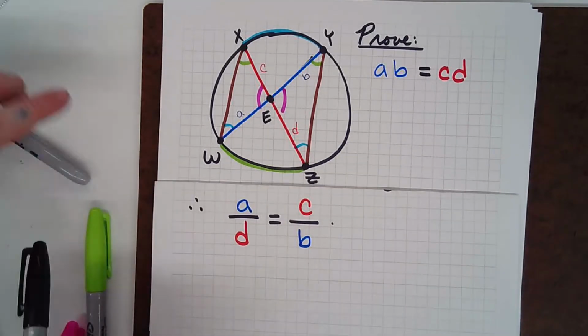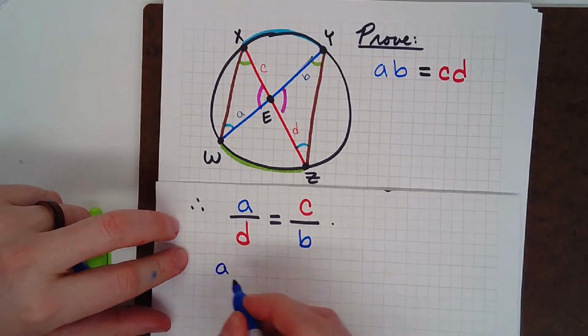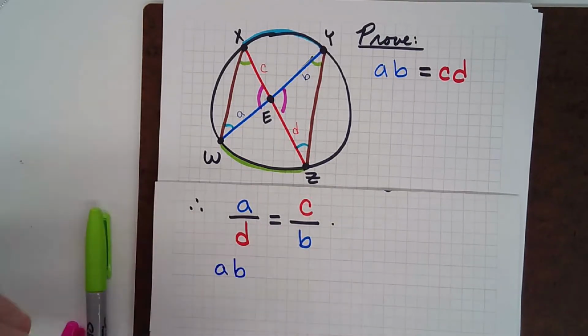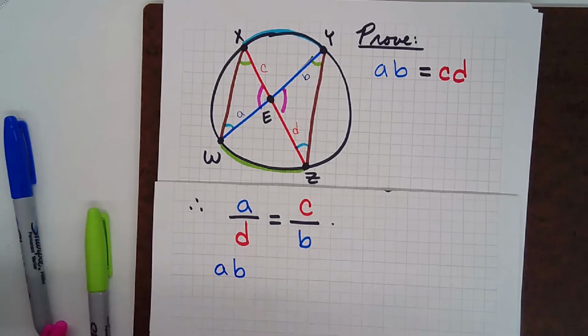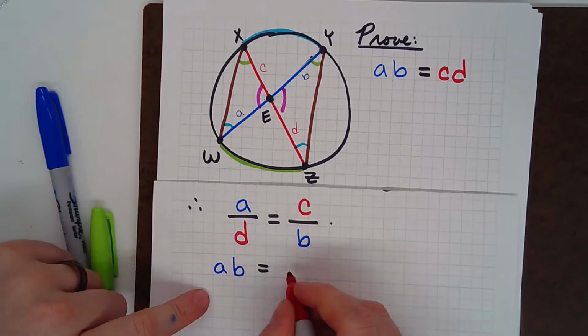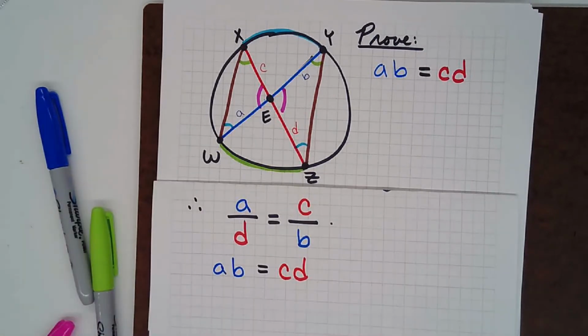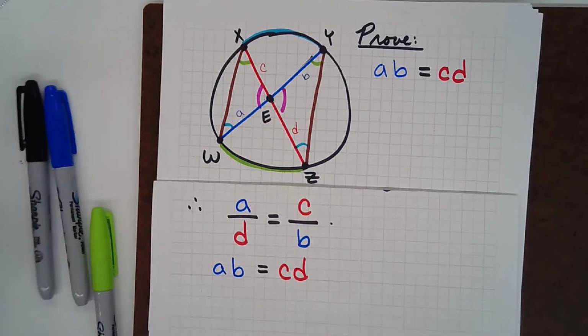So what we end up with, I guess I won't show it, is that B ends up over here with the A, and over here, C ends up with D, which is exactly what we wanted to prove. So we've proven that because these triangles are similar, their parts are proportional.